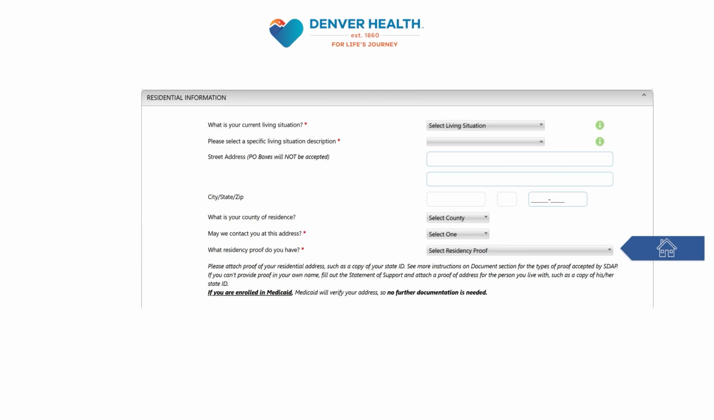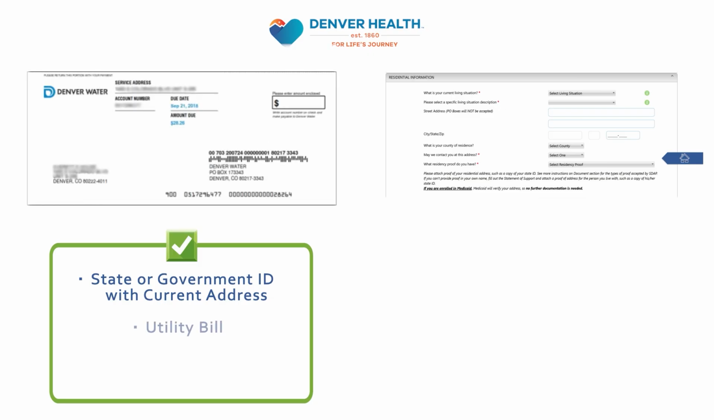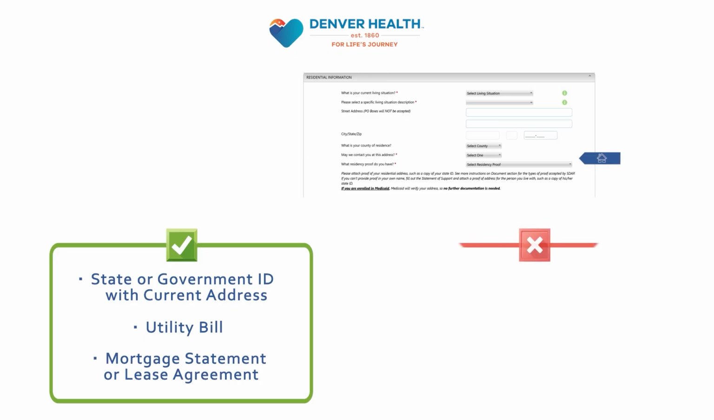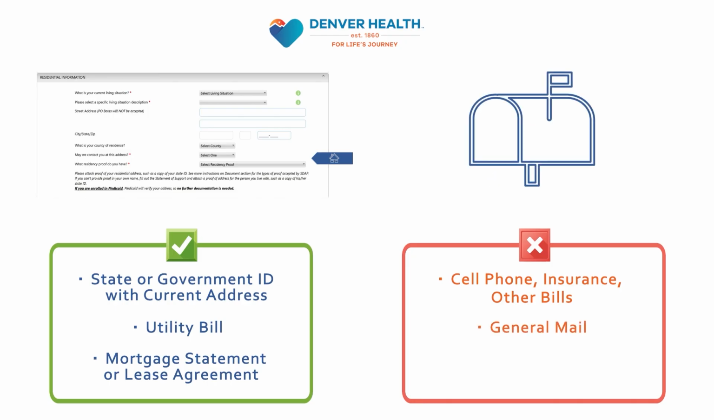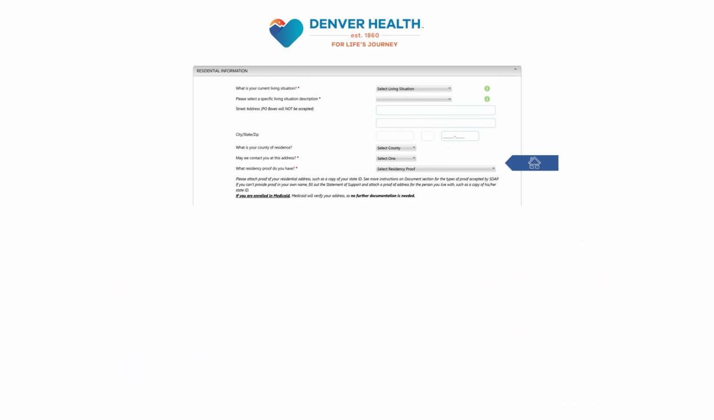Proof of residency can include a state or government-issued ID with your name and current address listed, a utility bill, a mortgage statement, or a lease agreement. SDAP cannot accept cell phone, insurance, other bills, or any general mail to satisfy this requirement. If none of the acceptable documents are in your name, provide any of the acceptable documents along with a note from the person who receives them in their name, stating that you live with them at that address. If your roommate is not able to write a letter, please call the SDAP Help Desk for guidance at 303-692-2716.